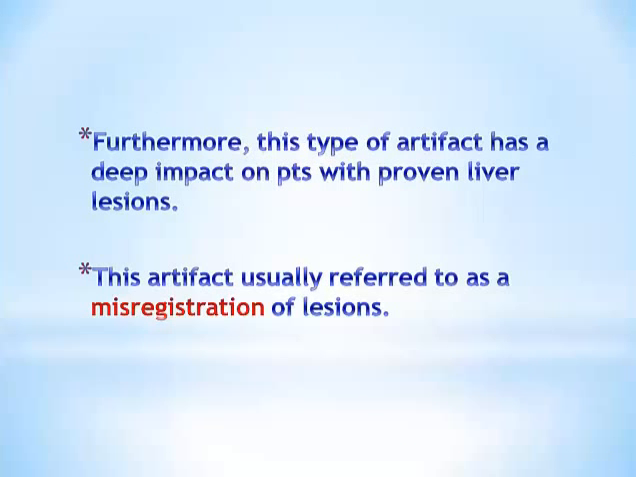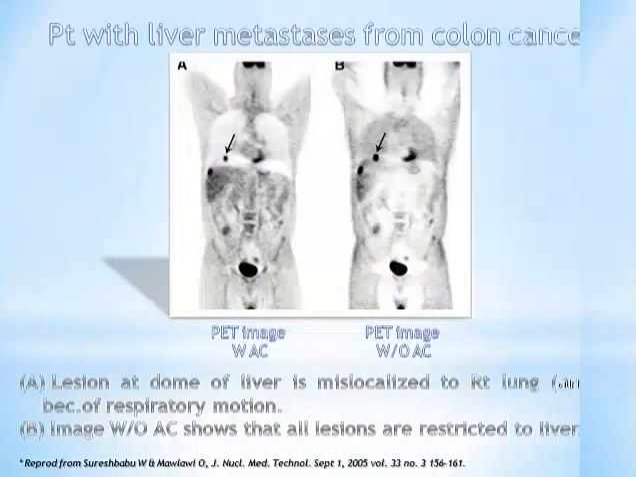Moreover, this type of artifact has a deep impact on patients with proven liver lesions. Because of the respiratory motion, the liver lesion can incorrectly appear at the base of the lung. So we will see it as a focal area of the lung, and this is what we call misregistration of the lesions.